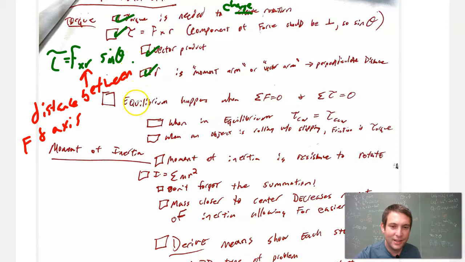Equilibrium happens when the net torque equals 0. When in equilibrium, clockwise torque equals counterclockwise torque.